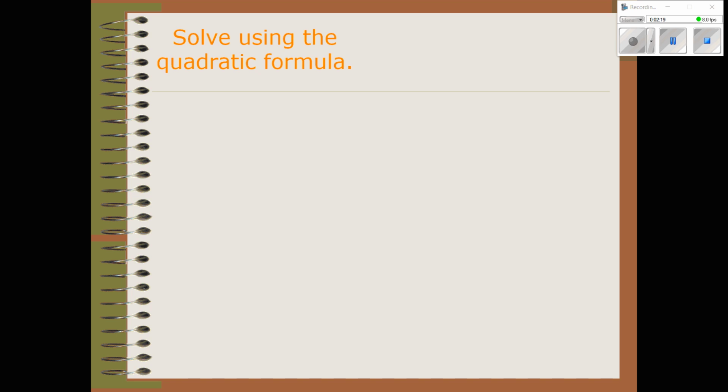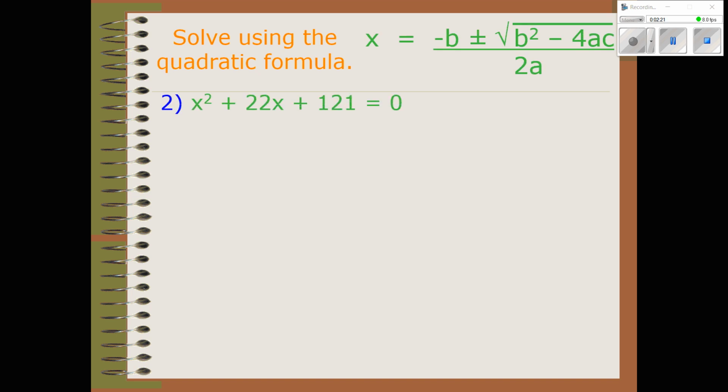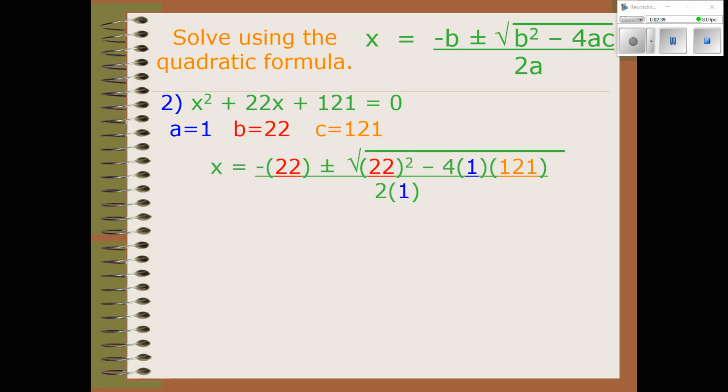Okay, let's try another one. Again, I have my formula at the top here. This time it's x squared minus 22x plus 121 equals 0. You might notice this is one of those perfect squares, but we're going to do it using the quadratic equation instead. My a, b, and c are 1, negative 22, and 121. If I put those into the formula, it looks like this.